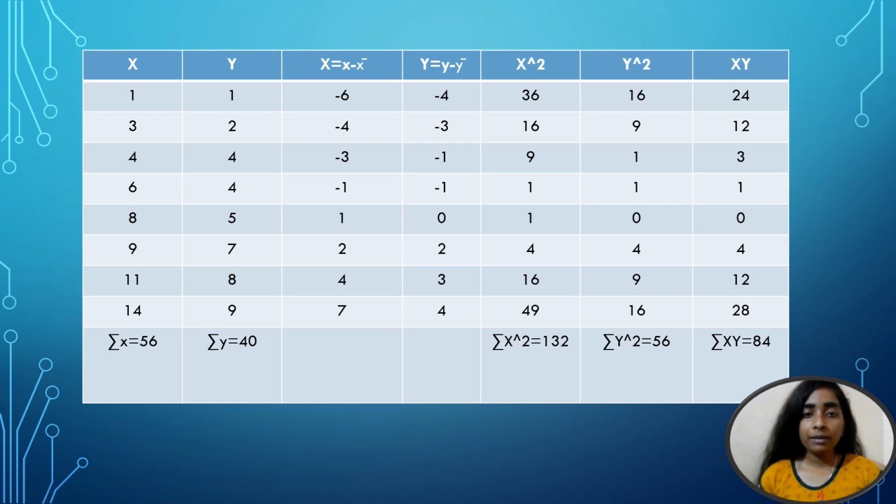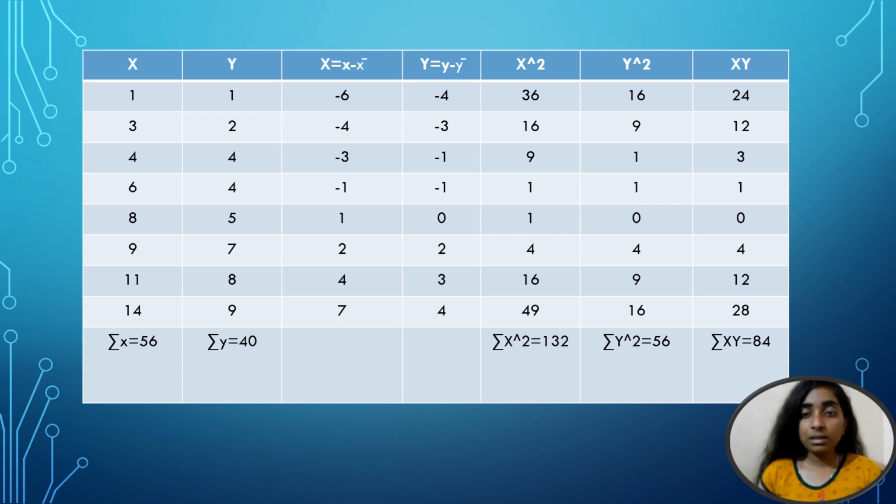And we need to find the capital X square. Minus 6 whole square is equal to 36, minus 4 square is 16, minus 3 square is 9 and minus 1 square is 1, 1 square is 1 and 2 square is 4, 4 square is 16 and 7 square is 49. By adding them, the summation of the capital X square we get 132.